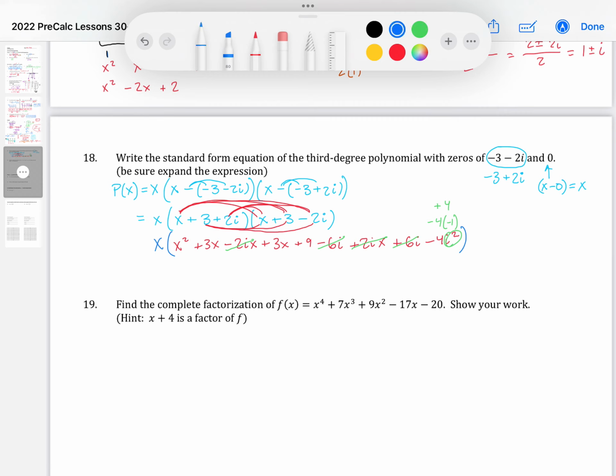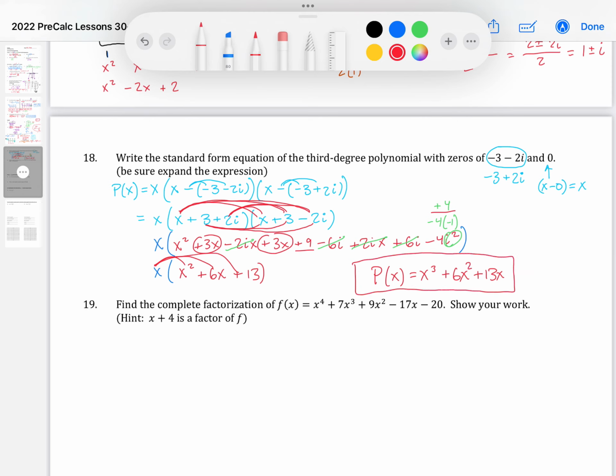If we combine like terms, we have this x out front. Then we have x squared, 3x plus 3x is plus 6x, 9 plus 4 is plus 13. All right, and then the last step is to distribute that x. So p of x is going to equal x times x squared is x cubed, plus 6x squared, plus 13x. And that would be your polynomial with those zeros.